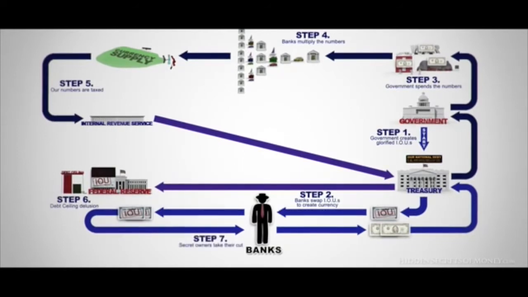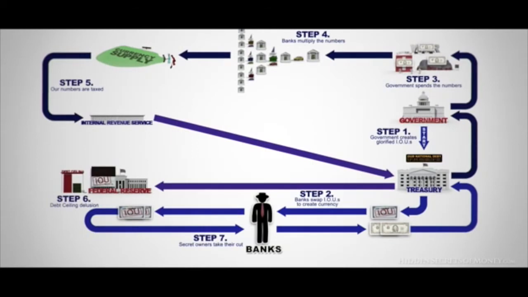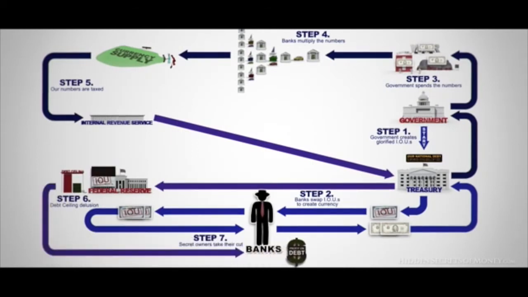And finally, step 7, the secret owners take their cut. The world's largest banks own the Federal Reserve. Those banks make a profit selling our national debt to the Fed. They make a profit when the Fed pays them interest on the reserves held at the Fed, and the Fed pays them a 6% dividend on their ownership of the Fed.